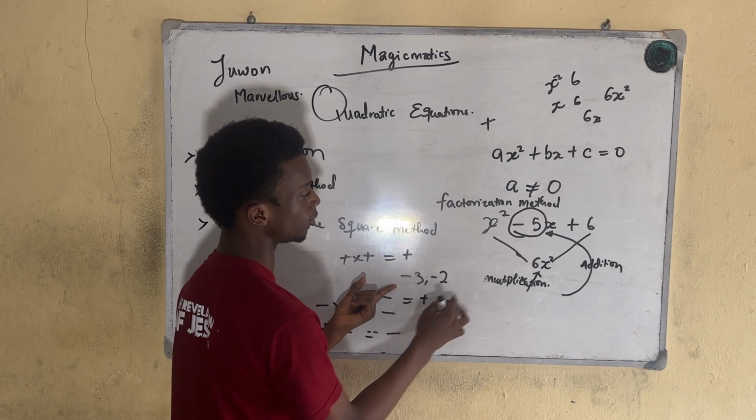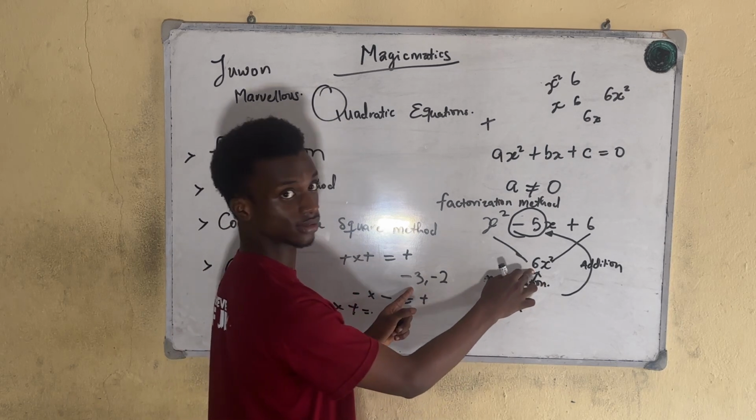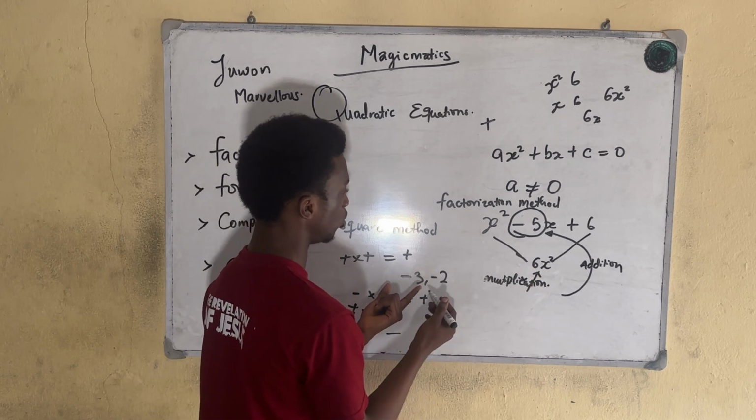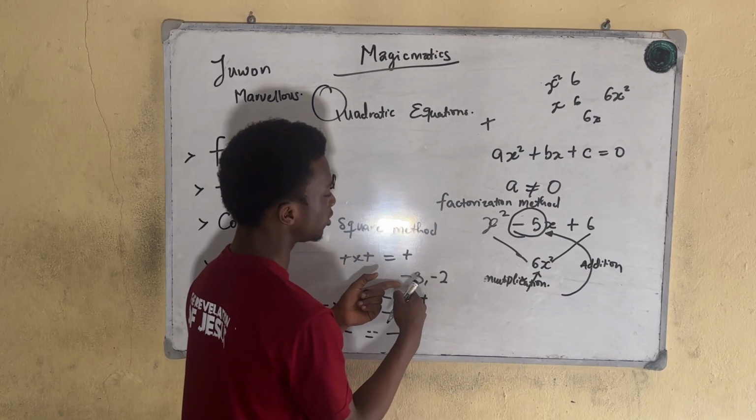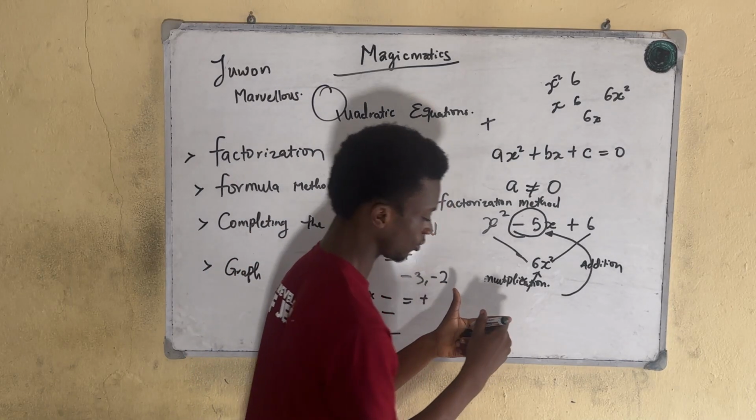Now, minus 3 times minus 2. Minus times minus, we have a plus. So that's what? Plus 6. Is that okay? So we have this covered.